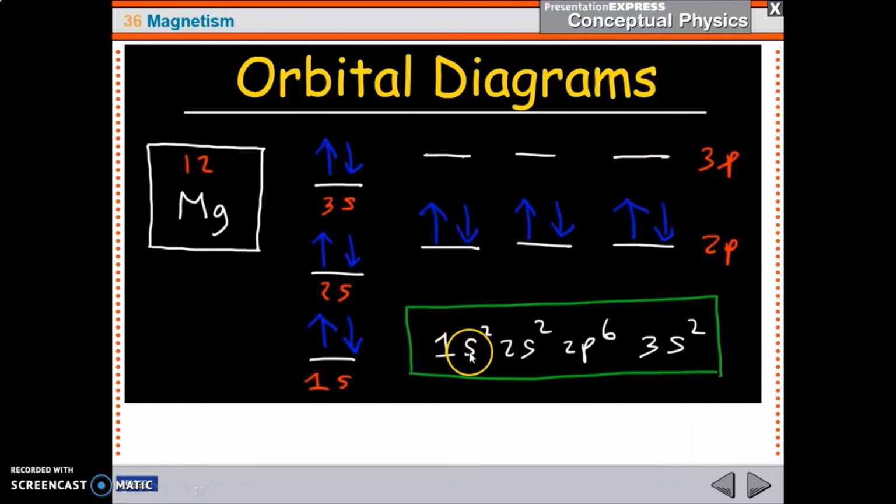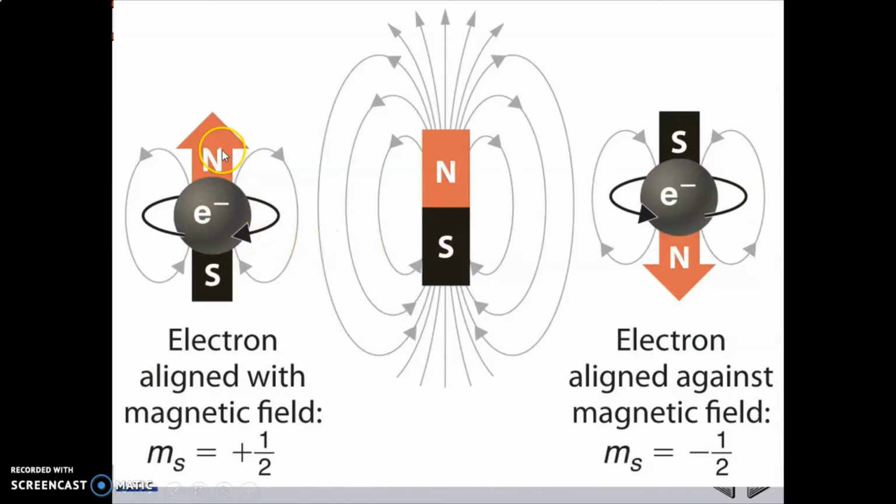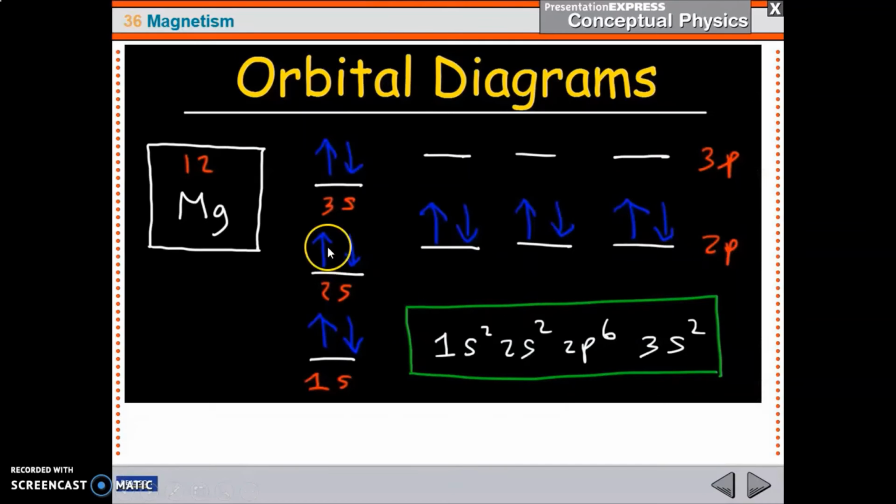So there was the 1s2 shell, the 2s2 shell, 2p, 3s, and then the electrons came in pairs. You had one up and one down. Well, that up and down is this. The spin is up, so up is the magnetic field, and spin down means the magnetic field is pointing down. So that's what those arrows were about in this stuff.